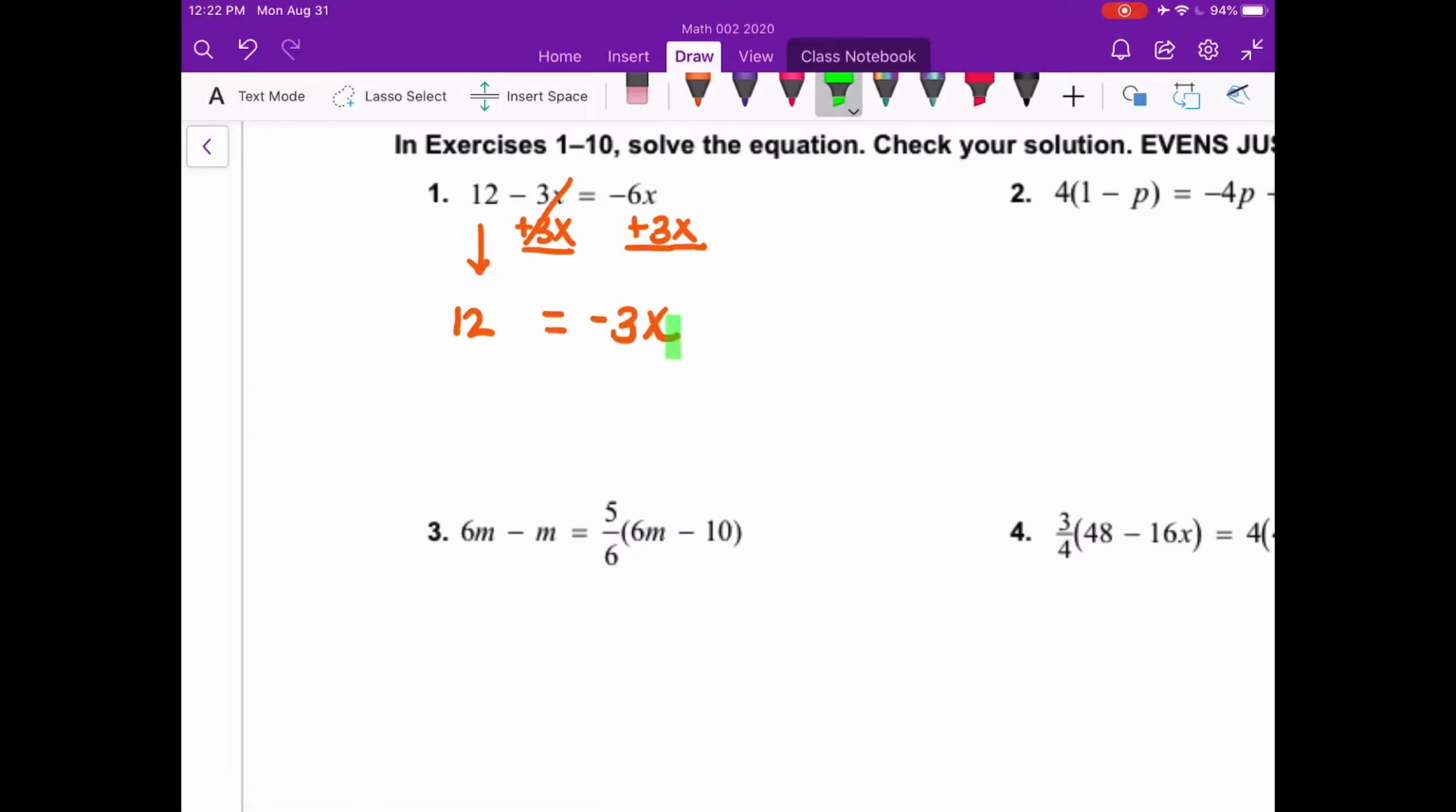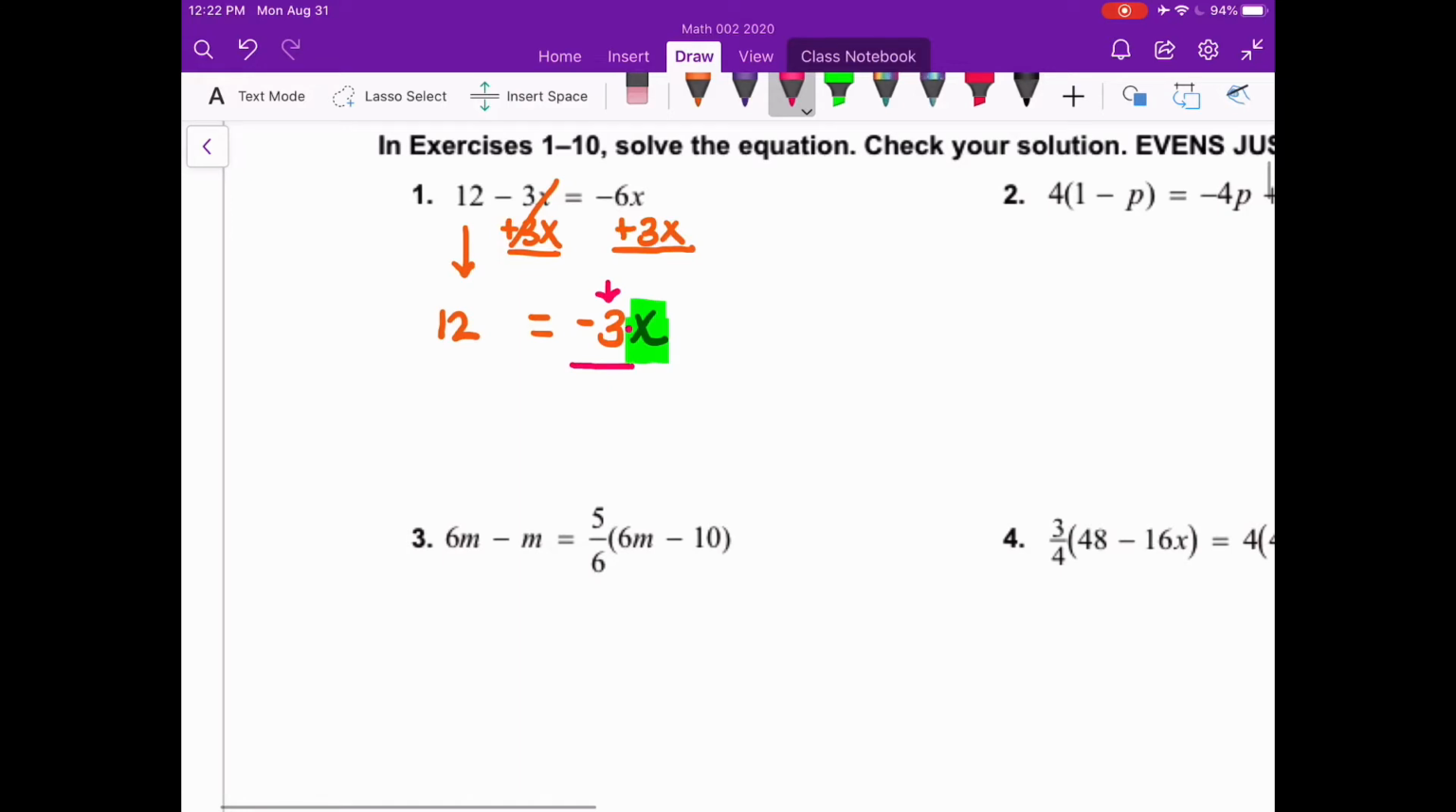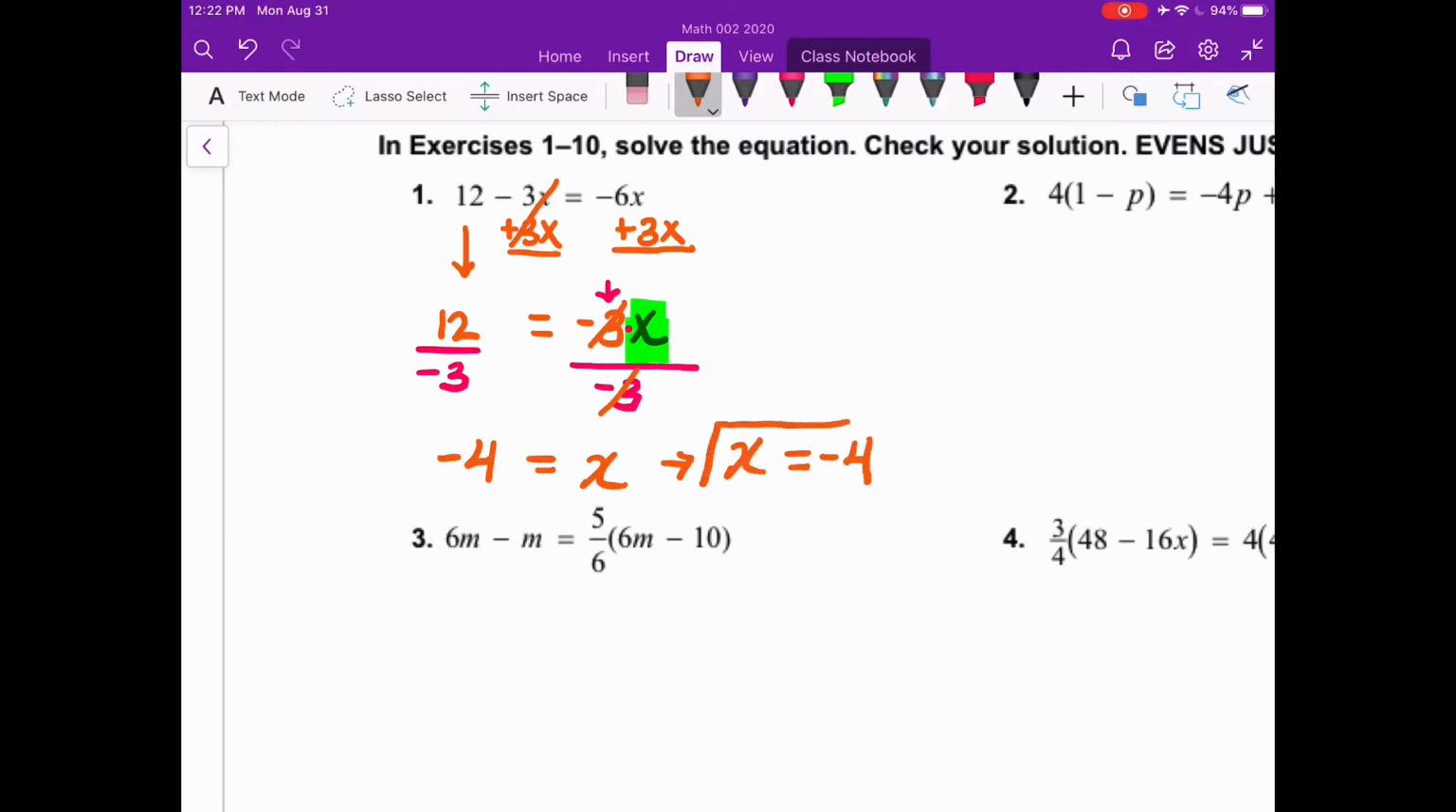Now if you want to highlight the variable you want to get alone, which is x in this case, we want to get rid of this negative 3. Well, negative 3x, this is multiplication right here, so the opposite operation in order to get rid of the negative 3 would be dividing by negative 3. So now the negative 3 cancels on the right side, and we're left with negative 4 is equal to x. In math, we usually write the variable on the left, so x equals negative 4.